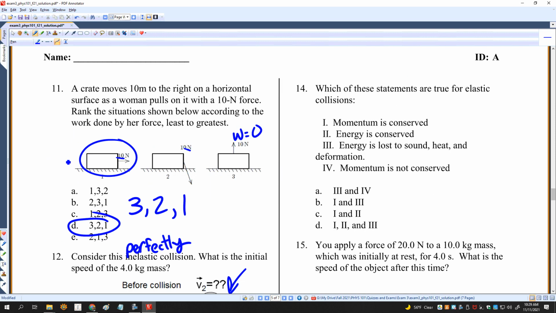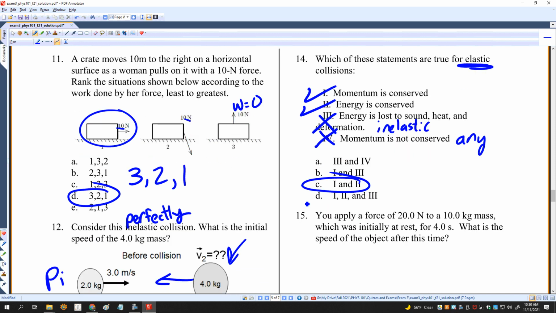Which of these statements are true? For elastic, that one's true. That one's true. That's not true. That would be for inelastic. And this is not true for any collision in the universe. Momentum is conserved in all collisions, so C is the right answer.